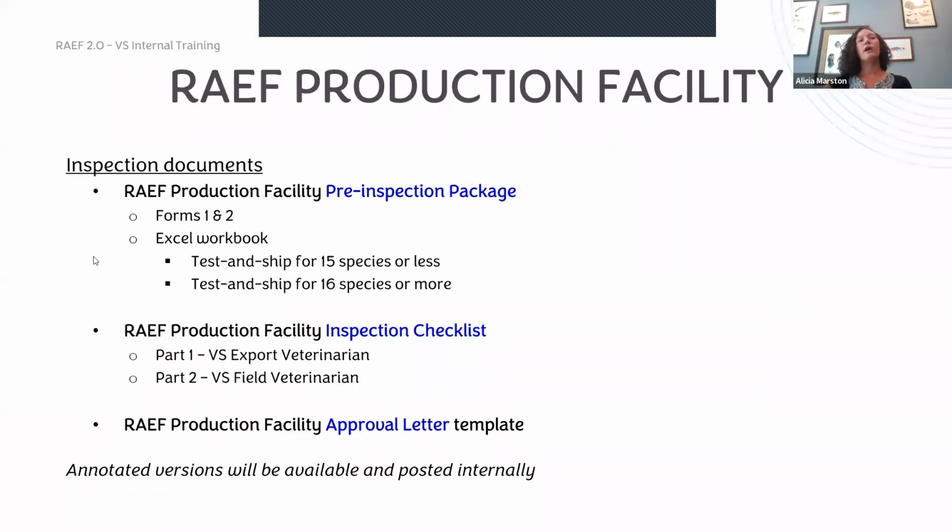Okay, so we've gone through the pre-inspection package now. We've talked about the actual form that needs to be completed, as well as the Excel workbook that the facility will complete depending on the number of species and the type of testing. Once the facility has completed all of those pre-inspection documents, as we went through the workflow, then the export VMO will verify and start their part of the inspection checklist. So we'll go to the inspection checklist next.